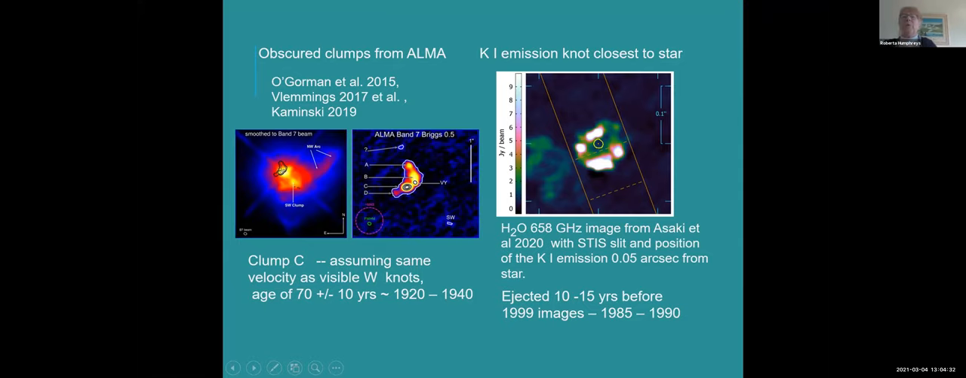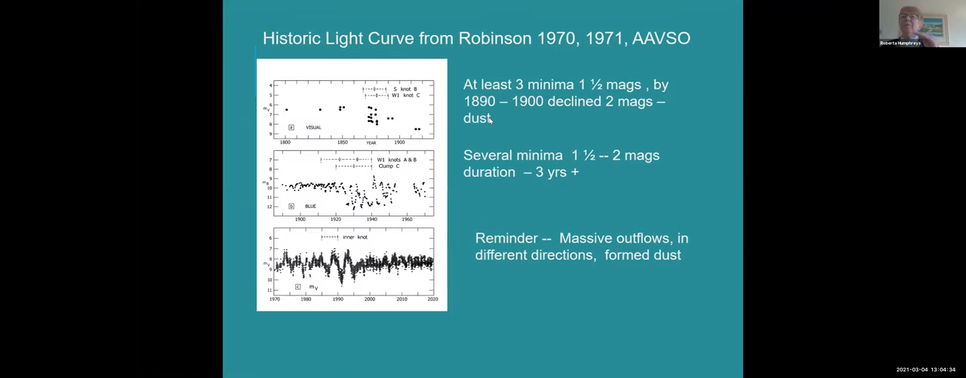But what I really want to focus on is the comparison of these ejection times for these knots of emission with the historic light curve. For example, in these three panels, you see the upper one, the visual light curve from the 19th century. The middle one is the photographic or blue light curve from the Harvard patrol plates, and the bottom one is from recent AAVSO data.